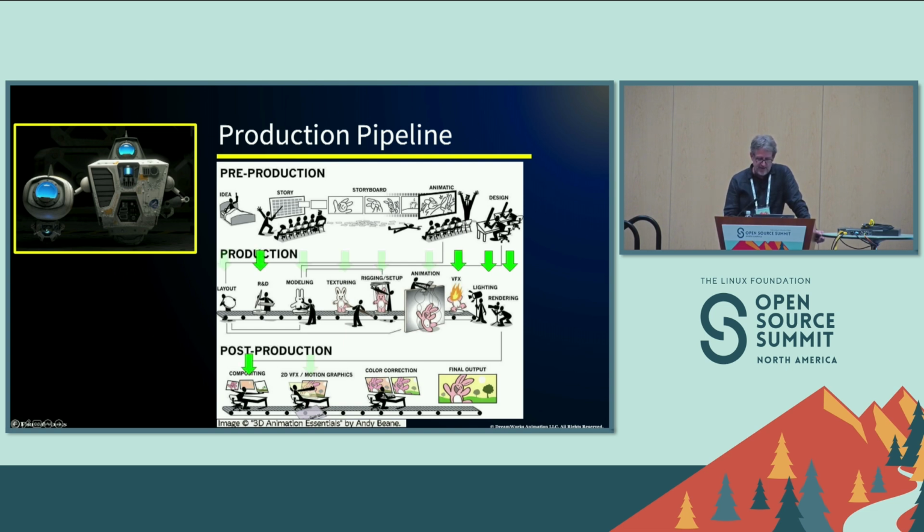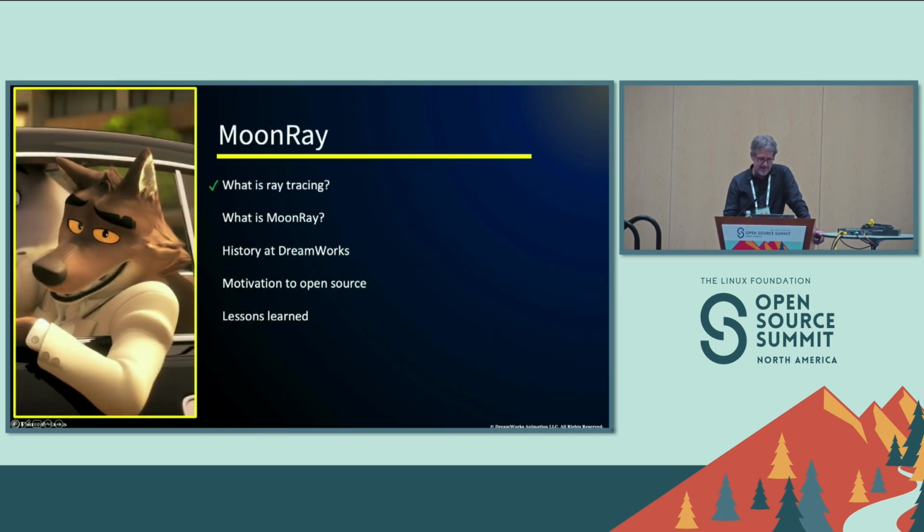However, rendering happens in many departments during the course of the show as artists iterate and refine their work over the course of the production. So a renderer in a feature production pipeline is very important. So let's continue on.